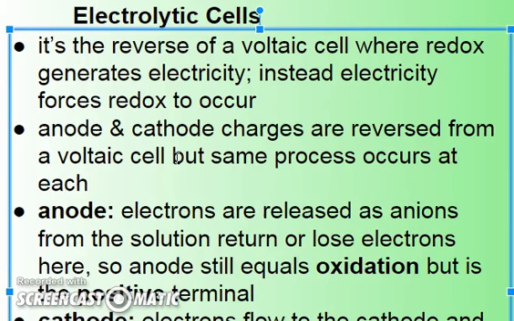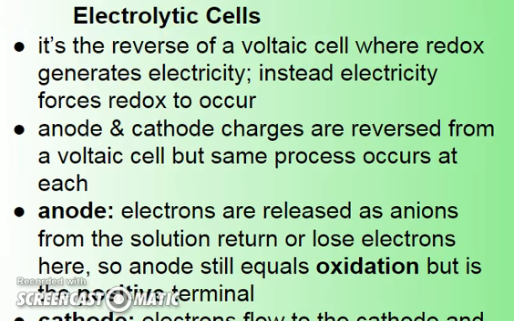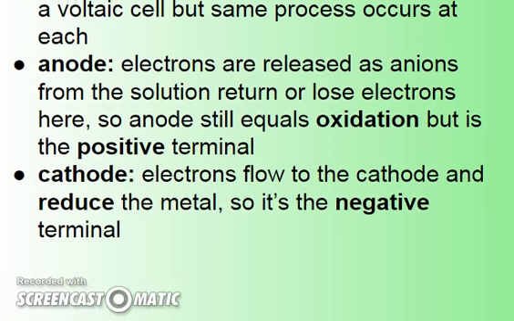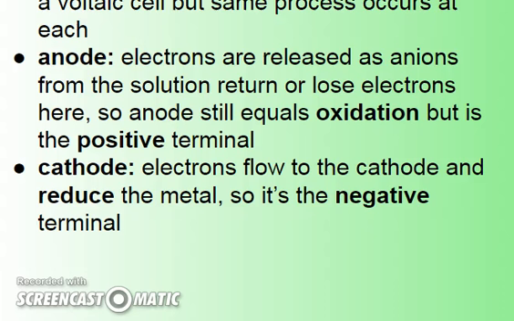At the anode, electrons are still being released, so it's still oxidation, but now it's at the positive terminal. And the cathode is still where reduction occurs, but the electrons are flowing over there to reduce the metal, so it's considered the negative terminal. And that really wraps up electrolytic cells.